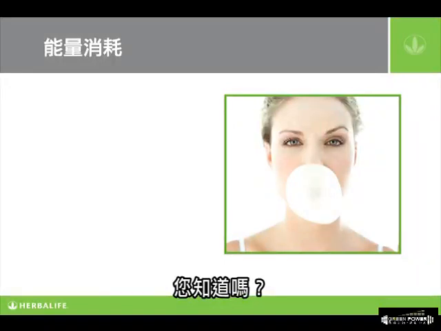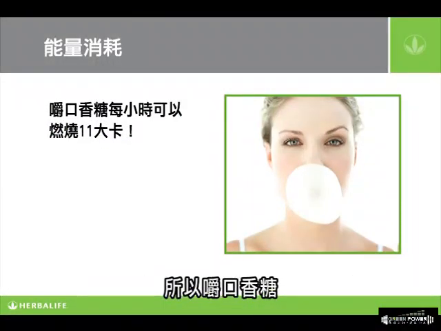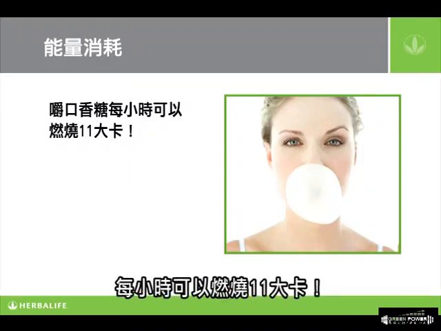Did you know? Chewing gum burns 11 calories per hour due to the energy burned by your jaw muscles.